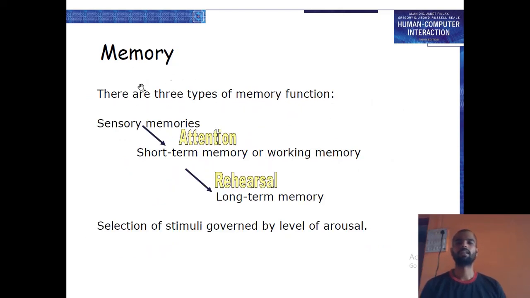Next is memory. There are three types of memory function. First one is sensory memory, then short term memory or working memory, and the next one is long term memory.